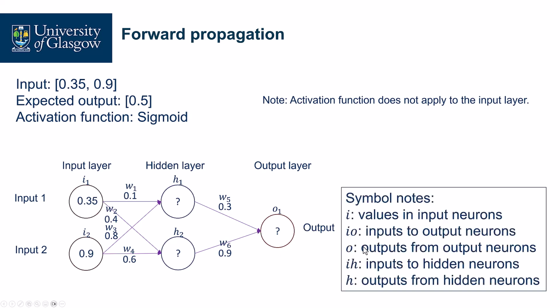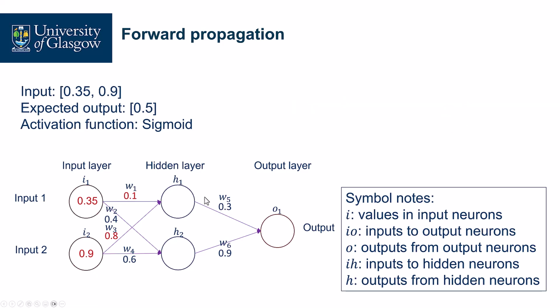In this process, we use the following symbols. When I say I, it means values in the input neurons. IO means inputs to the output neurons. So IO is here, and O means outputs from the output neurons. So this is the output from here. And IH means input to hidden neurons. So for example, this is the input to the hidden neuron. And H is the output from the hidden neurons, right? You don't need to remember these symbols because they will appear in each slide. So now let's see how we can calculate that.